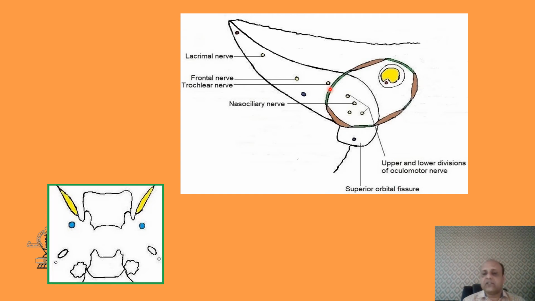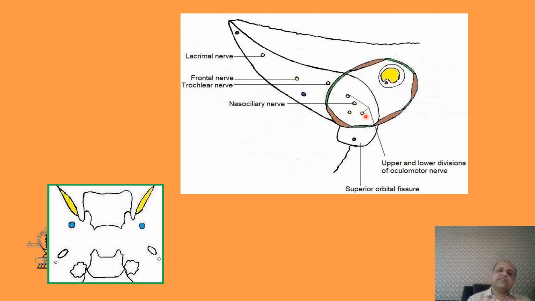Now, ophthalmic division of trigeminal nerve divides into its three branches in the anterior part of the lateral wall of the cavernous sinus, and the three branches are lacrimal, frontal, and nasociliary. Lacrimal and frontal leave the sinus and enter the orbit through the lateral part of the superior orbital fissure, while the nasociliary enters the orbit through the central part of the superior orbital fissure in between the two divisions of the oculomotor nerve. And then we have the maxillary division in the lateral wall of the cavernous sinus.